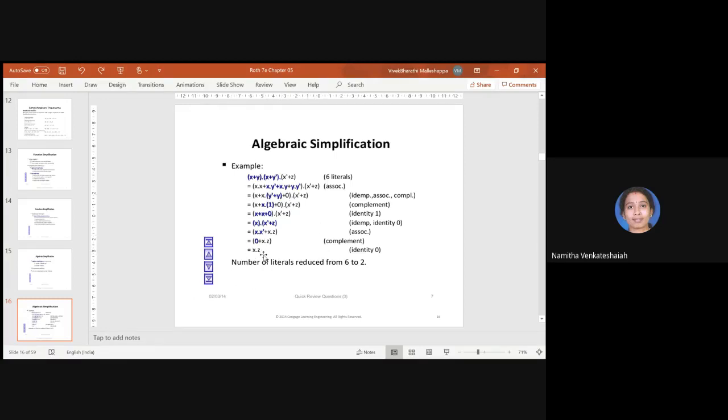I'm not explaining these laws. I want to keep it simple. I want you to just understand, using this algebraic simplification, six literals can be converted into two literals, and it is different in different cases. Okay, it is very much similar to the way you do your normal algebra.